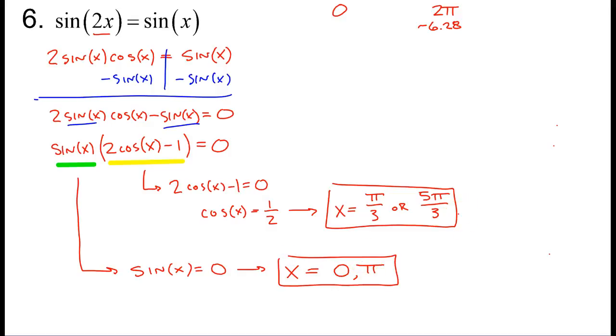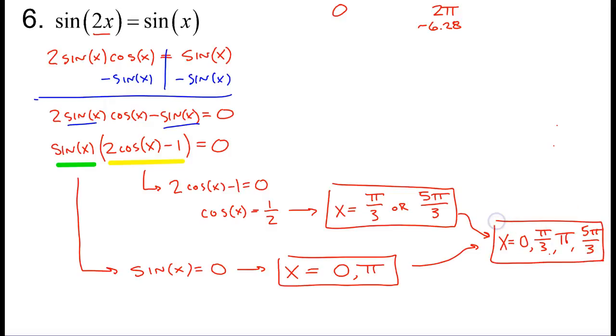If we were to list these in a comma-separated list, which is probably what WebAssign will ask you to do, you're going to do something like this: x equals 0, comma, pi over 3, comma, pi, comma, 5 pi over 3. I chose to list those in increasing order. That's up to you whether or not you do the same thing. And that's it for example 6. Let's go ahead and move on to example 7 now.